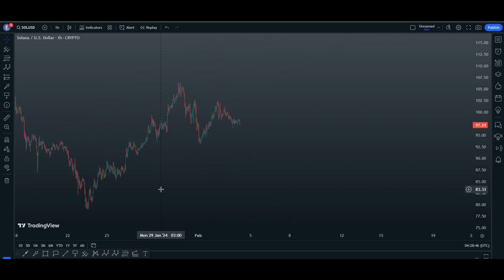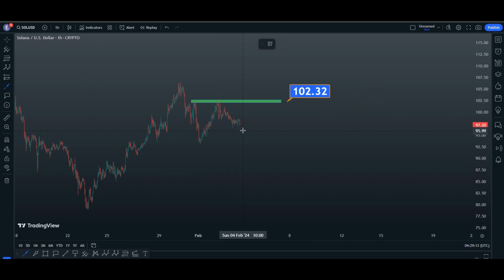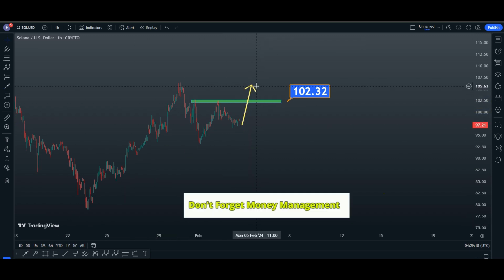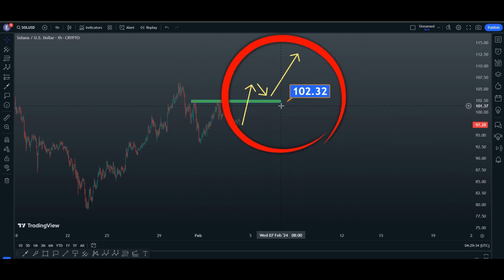So what can we do now? I think we can't buy here until market break this swing here. Don't buy until market break this swing here.